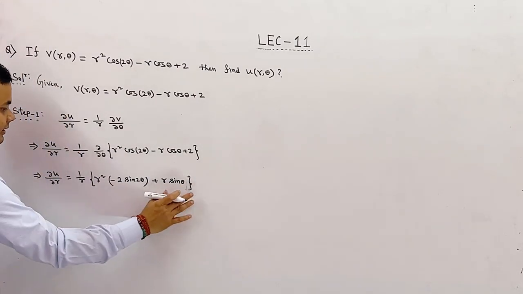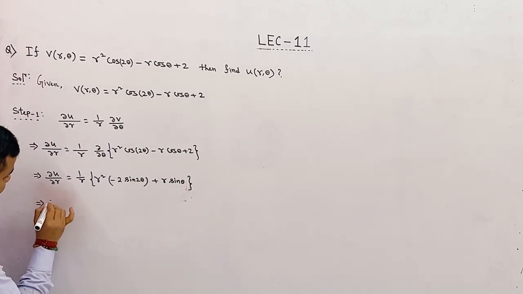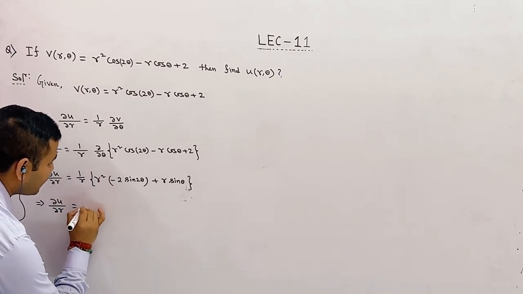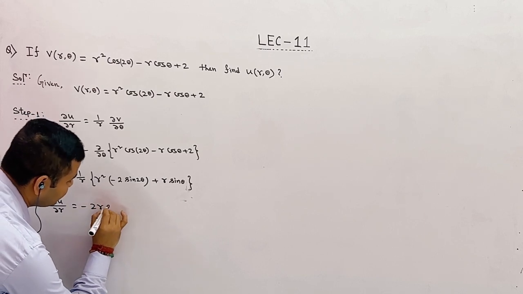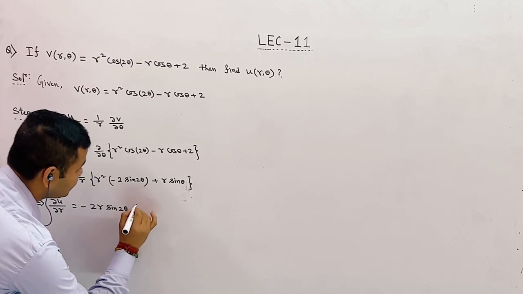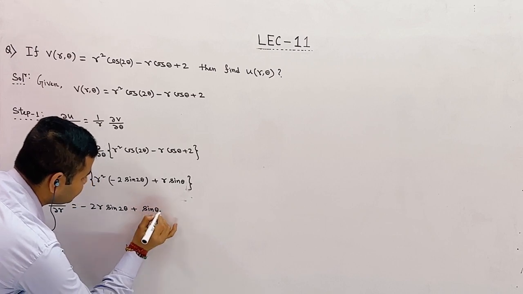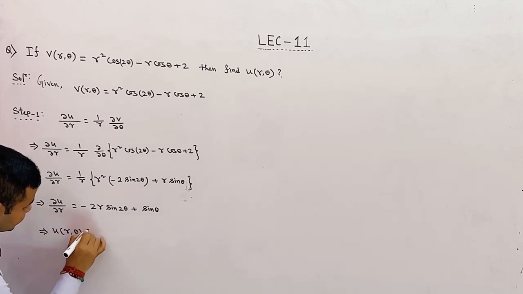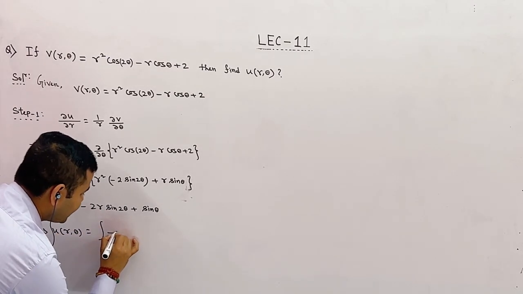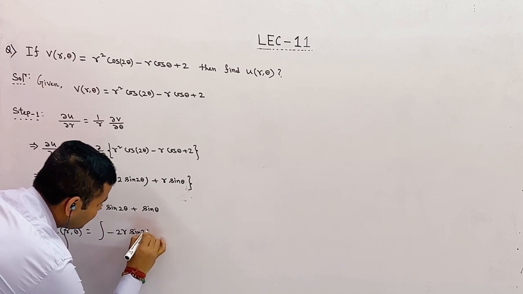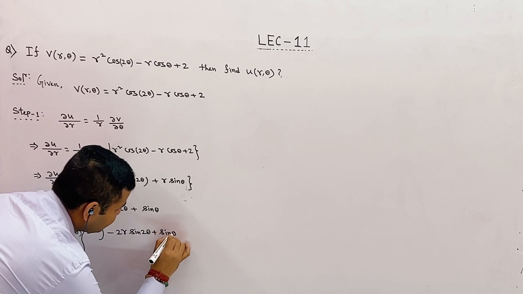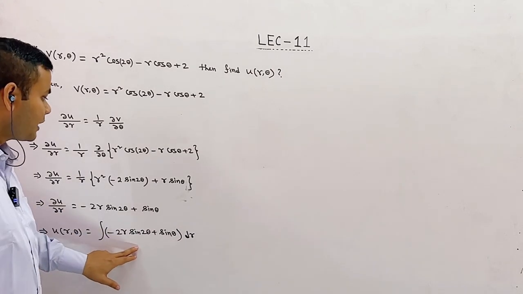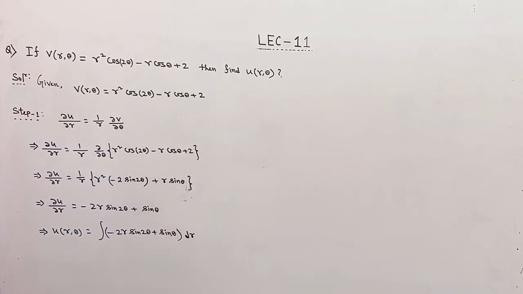Now let us simplify this term. After simplifying, we will get del u by del r is equal to minus twice r sine twice theta plus sine theta. So therefore u(r,θ) will be equal to the integration of minus twice r sine twice theta plus sine theta into dr. Now let us integrate this term partially with respect to r.